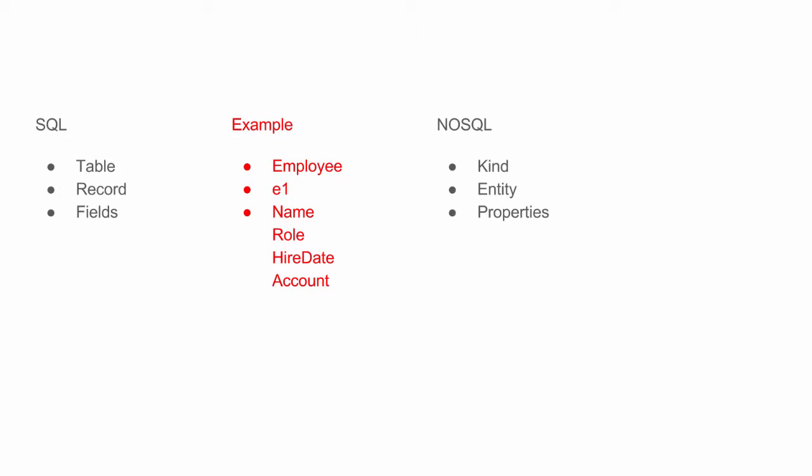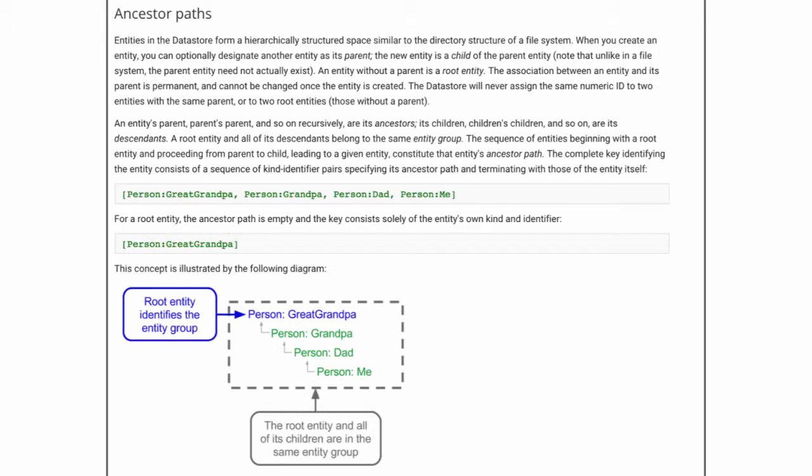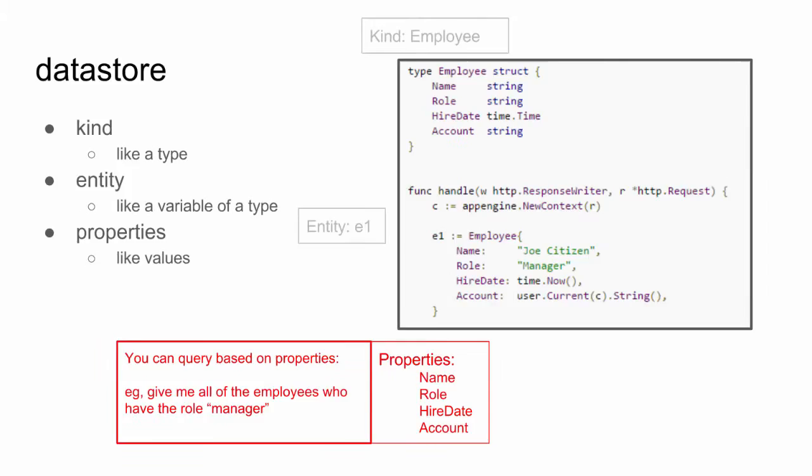But I'm asking again, are there relationships between kinds like there are between tables? No, it's schemaless. So there's no relationships between kinds. Even though they may have an equivalent layout as far as items, they're not relationships. That's the whole idea.